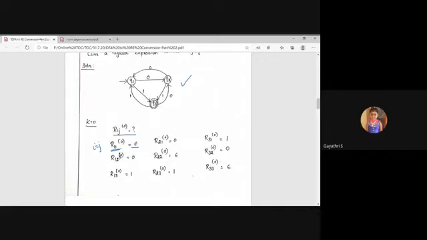Next, R12 of 0. R12 means the label here is 0, so just add 0 here. Next, R13. What is the label here? 1. So I add 1 here.